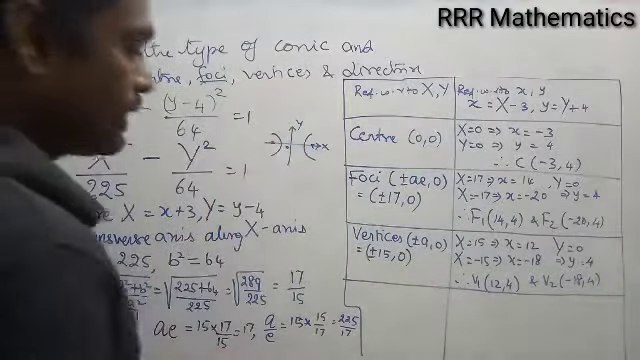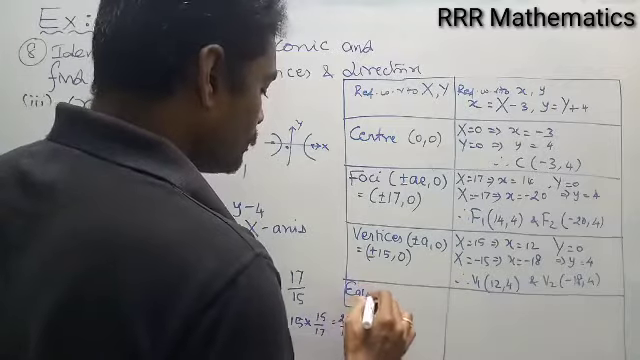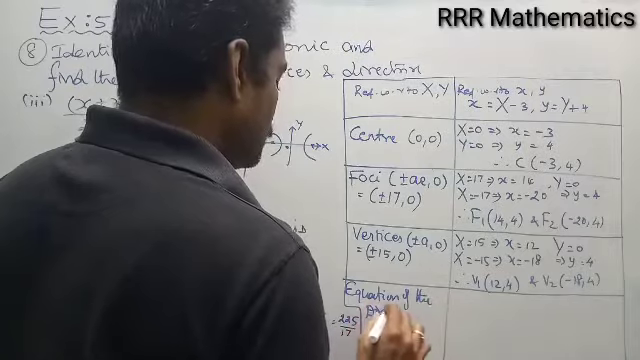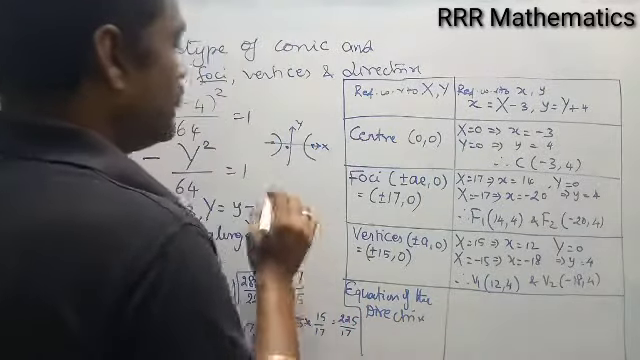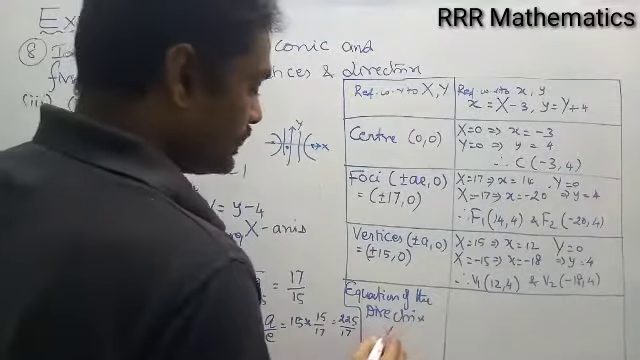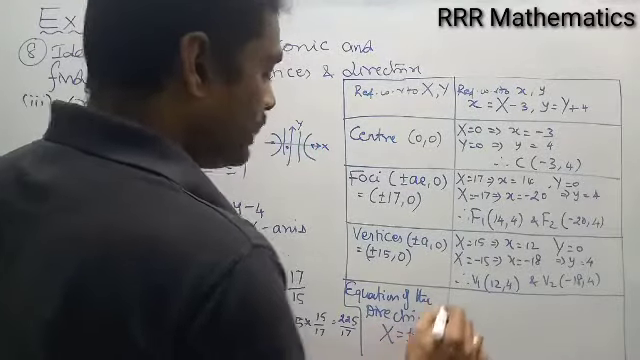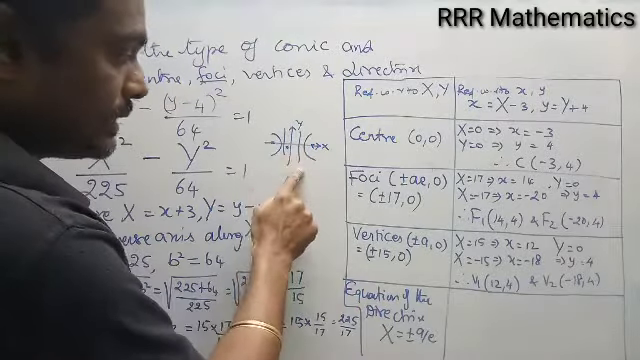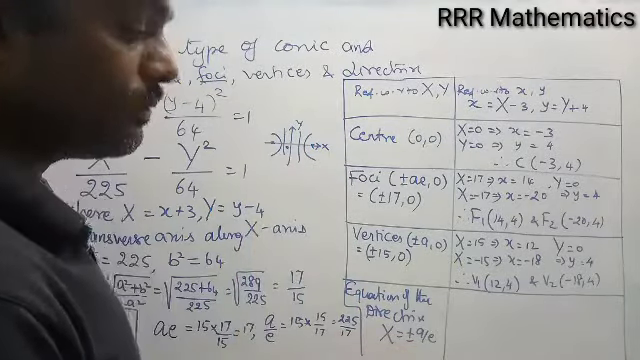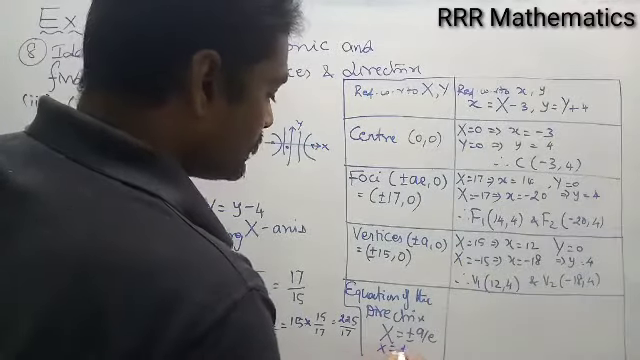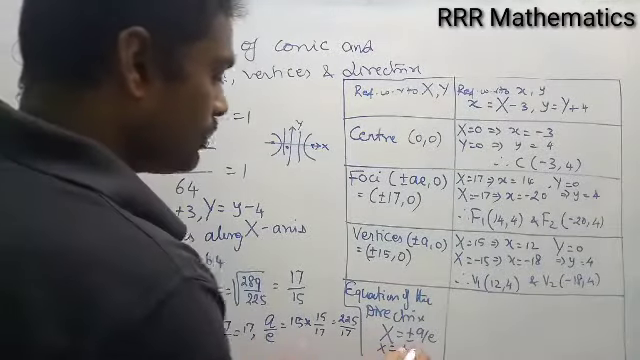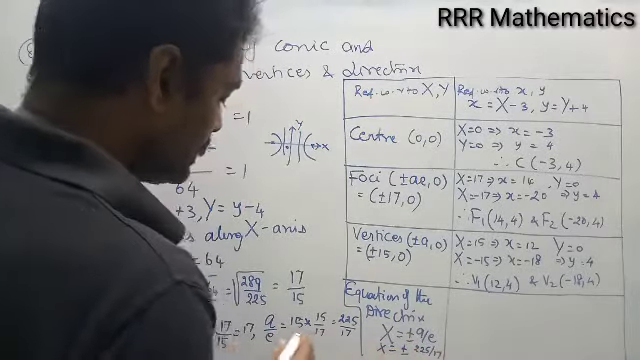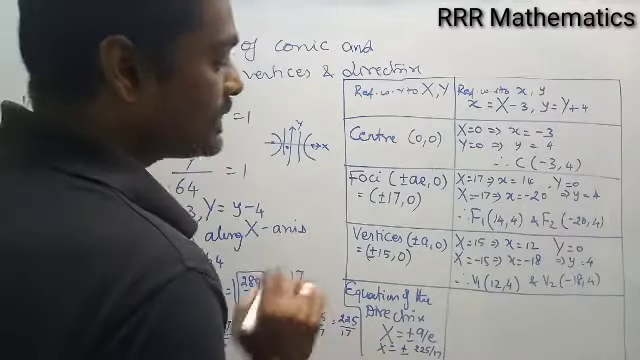Finally, you want to find out directrix. Equation of the directrix. It will be parallel to y-axis. So x equal to plus or minus A by E. Got it? In this case, equation of the directrix is parallel to y-axis. That is x equal to plus or minus A by E. That is x equal to plus or minus what is A by E? 225 by 17. X equal to plus or minus A by E, that is 225 by 17.